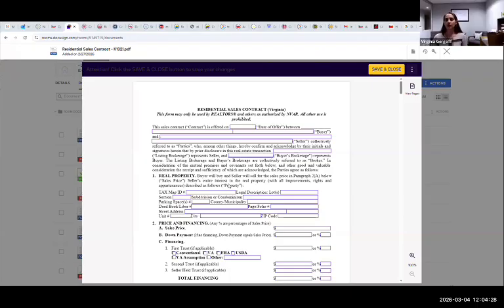So this form may only be used by realtors and others as authorized by NVAR. All other use is prohibited. Why do they have that in here? They have that in here because you always find that person that says, I know you're a realtor, can you give me a form, right? I want to sell my house to my tenant or to my cousin, and I don't want to look for a contract. Can you give me your contract?